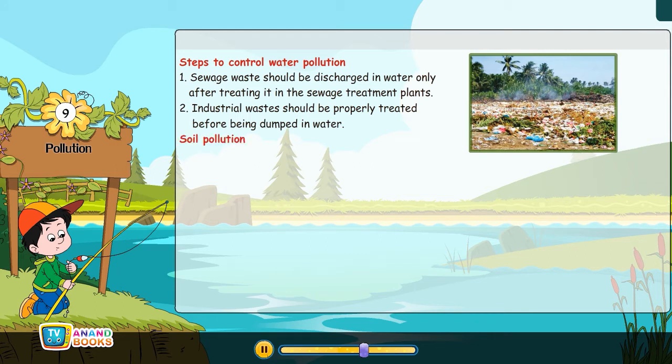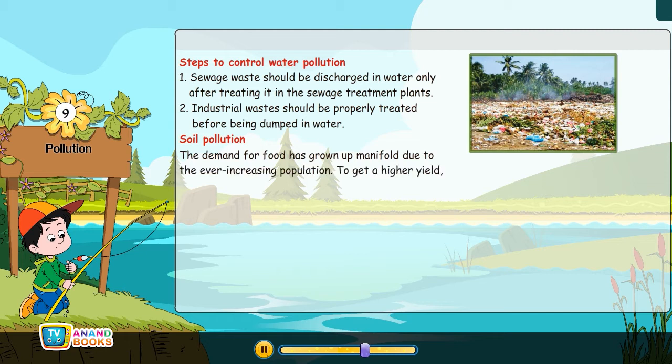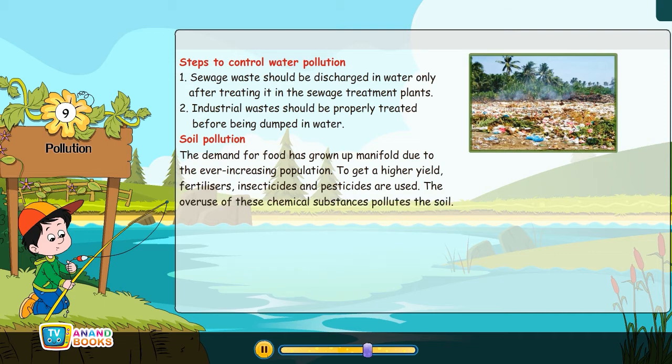Soil pollution. The demand for food has grown up manifold due to the ever-increasing population. To get a higher yield, fertilizers, insecticides, and pesticides are used. The overuse of these chemical substances pollutes the soil.